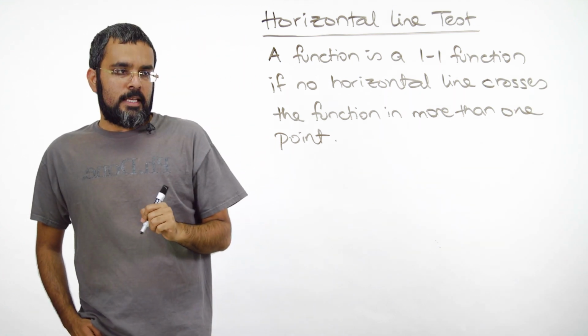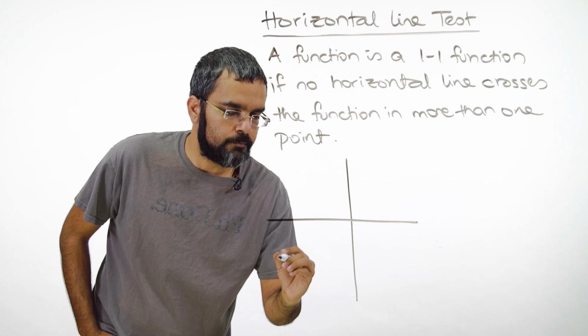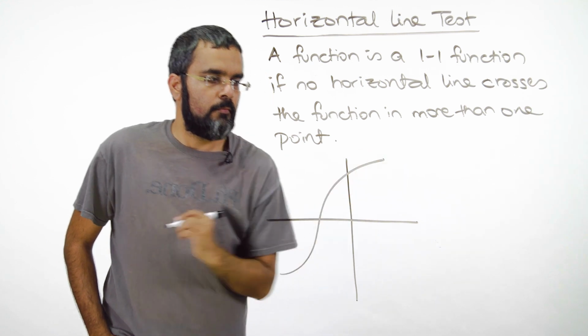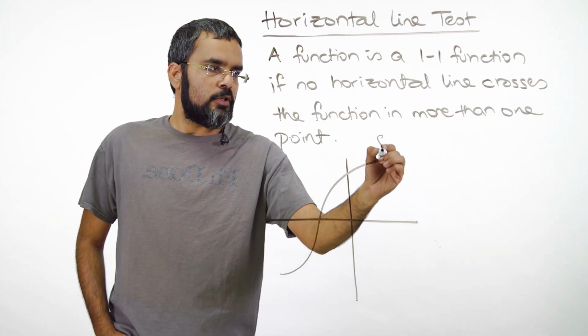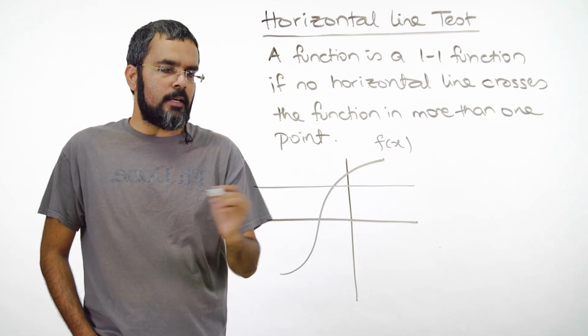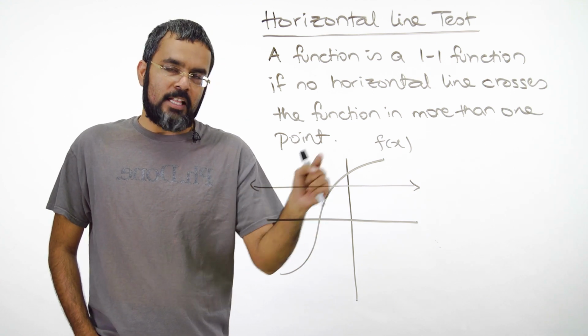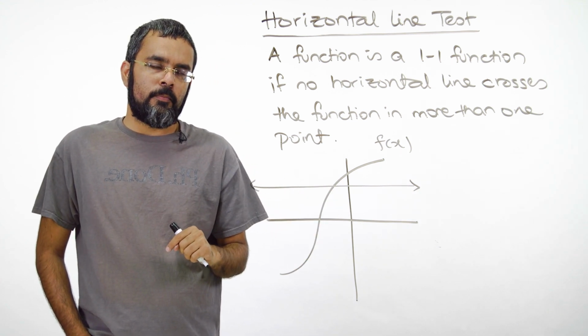Okay, so as an example, think about the graph of this function over here. Okay, so that's my function. Say this is my function f(x). If I draw any horizontal line, no matter where I take it, that line is going to touch this function in exactly one point. And so this is a one-to-one function.